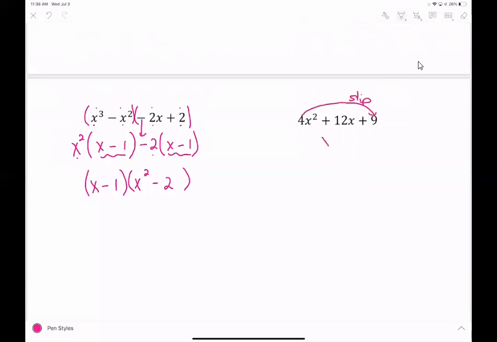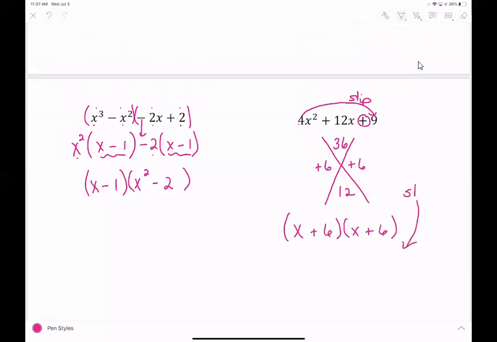So I'm going to do my diamond method now. I'm going to have 36 in the top because 4 times 9 is 36. I'm going to have 12 in the bottom. And then since I have a plus here, I'm looking for 2 numbers that are going to multiply to 36 and add to 12, and that's going to be a positive 6 and a positive 6. So I'm going to factor x plus 6, x plus 6, but be careful, don't forget that since you slipped, you have to slide this number back underneath.